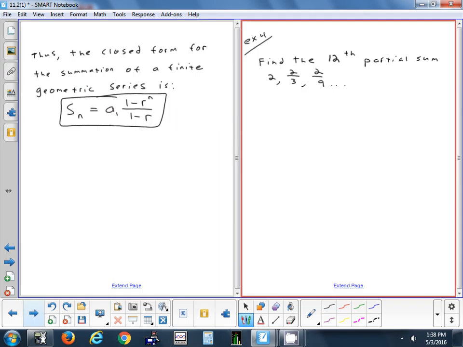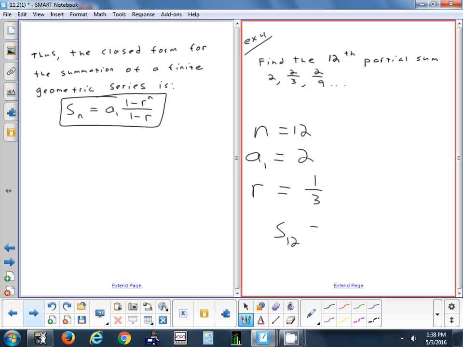I'll tell you what partial sum I want you to find. In this problem, I'd like you to find the 12th partial sum. So what letter is going to be equal to 12? N. How about a sub 1? Yep, a sub 1 is 2. What other letter do I need? R. And what are you multiplying by each time? 1/3. It's like you're dividing by 3 each time, but you don't want to think of it as division. Think of it as what did you multiply by. 1/3. Now just fill into your formula.